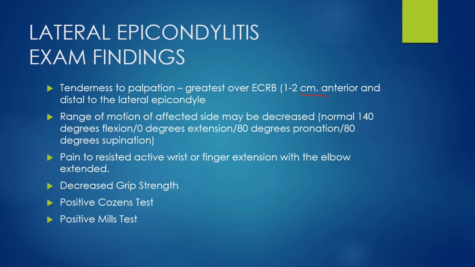With manual muscle testing, you're going to find pain and weakness to resisted active wrist or finger extension. And remember, you test resisted wrist and resisted finger extension with the elbow in full extension to bring all of these extensor muscles into active insufficiency. With the elbow flexed, we have a situation where we're dealing with the muscles in passive insufficiency, and because these are 2 joint muscles, we want to test the integrity of the tendon at the elbow joint, and so to do that we have to bring the elbow into full extension.